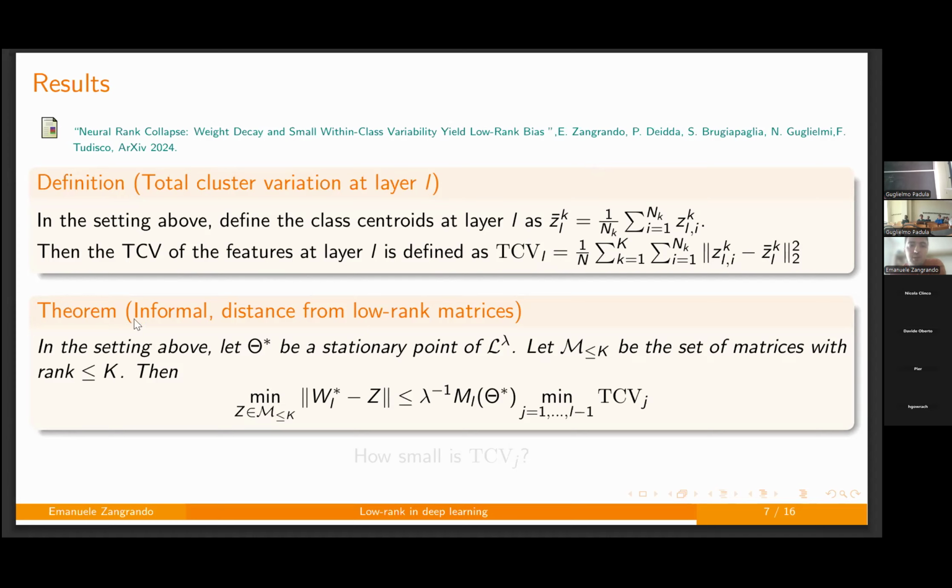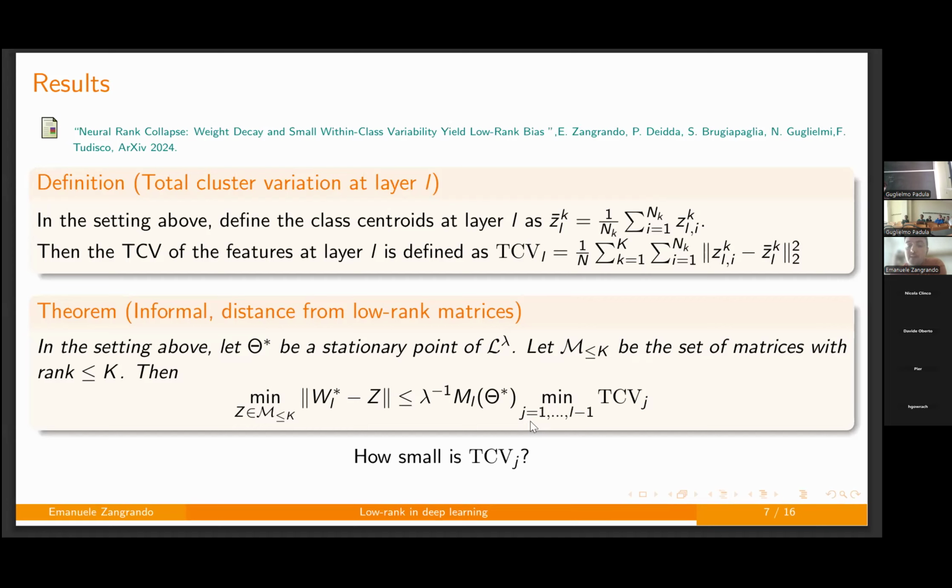And we have the following proposition, which here I've written as informal, but you can find a more precise version in this article, which I cited here. So in the setting above, if we look at stationary points and at the set of matrices with rank smaller than or equal to k, then we can bound the distance between the stationary point and the set of matrices with rank smaller than or equal to k. We can bound it with lambda to the -1, this constant here, M_L of theta star, and the minimum of the total cluster variation of the layers before the L-th one. So essentially, what this proposition is saying is that if the total cluster variation of some layer before the L-th one is zero, or very small, then the rank of the matrix, even of a subsequent layer, is going to be low. Now the natural question is, how small is the TCV in general of a layer J?